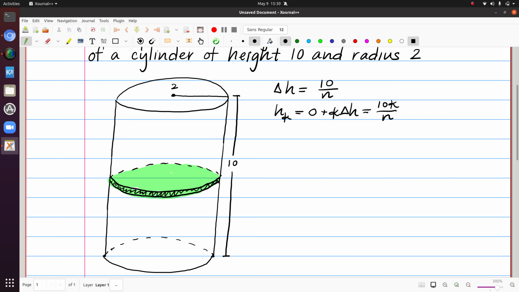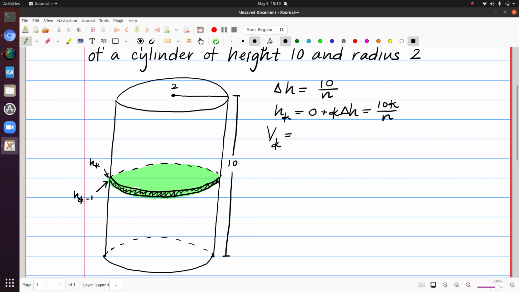So if I want to think about this green piece here, I could have made it a little bit bigger for our picture. That's h_k, that's h_{k-1}, and I'm going to call the volume of that green region V sub k. And you can imagine we could find V_1, V_2, all the way through V_n. And if we add those volumes together, then we should get the entire volume.